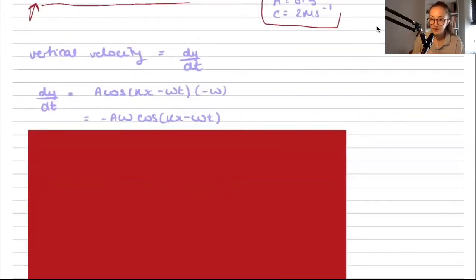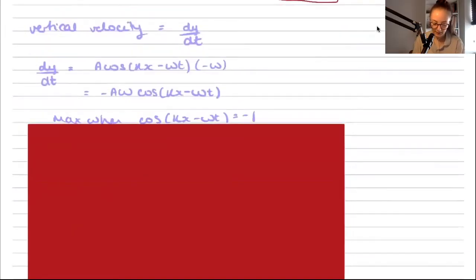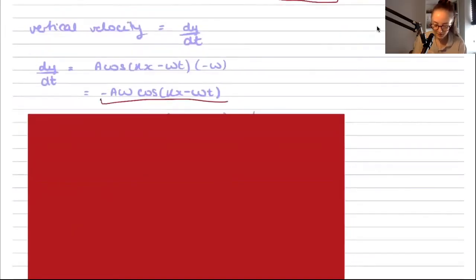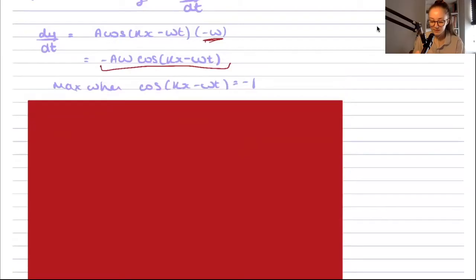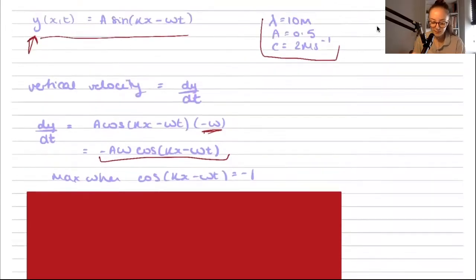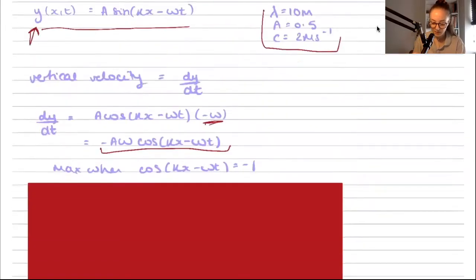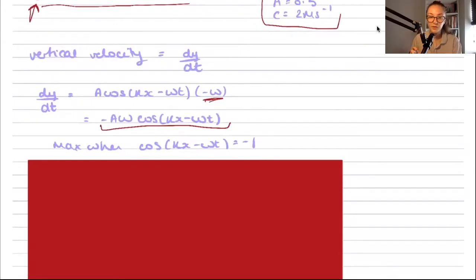So if we just go in and do that differentiation, then we come out with this equation here, remembering this negative here. So after doing that differentiation, we end up with minus a omega cos(kx minus omega t). And at this point, we need to think about what we know about a cos function. We're after the maximum vertical velocity of the boat, and our value for cos(kx minus omega t), whatever is inside those brackets really, is always going to be ranging from 1 to minus 1. It can't exceed 1, it can't exceed minus 1.